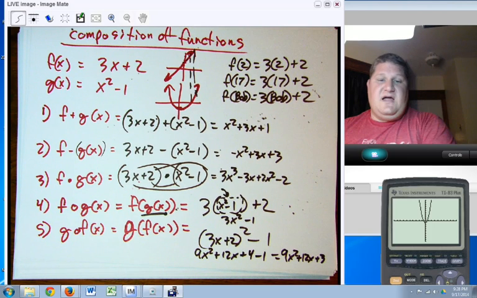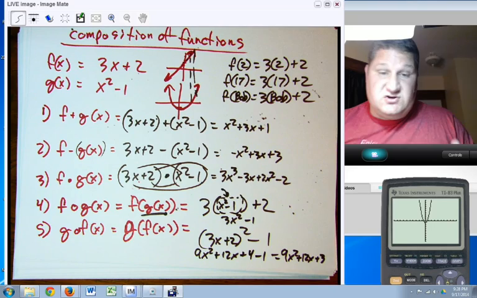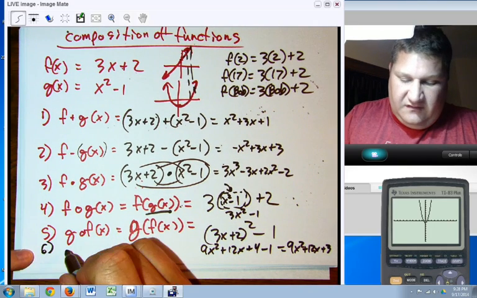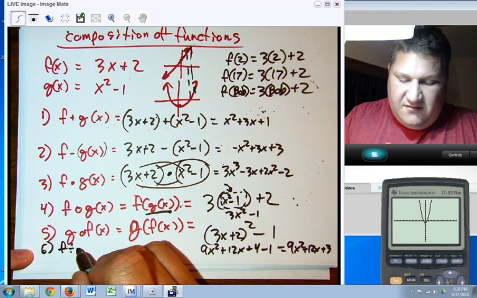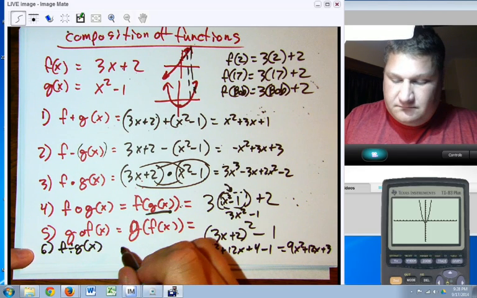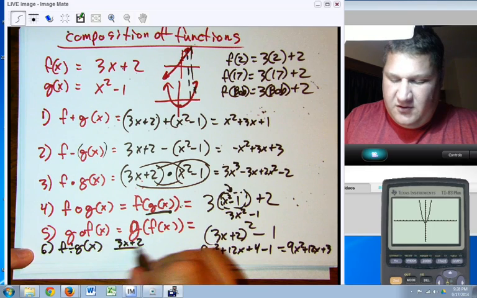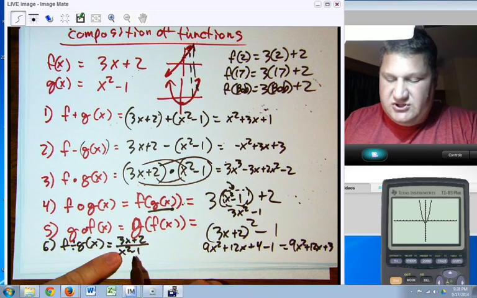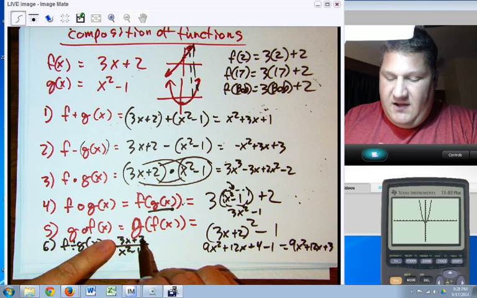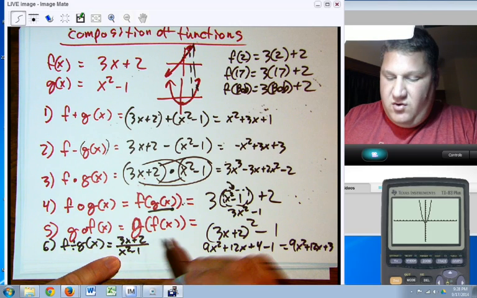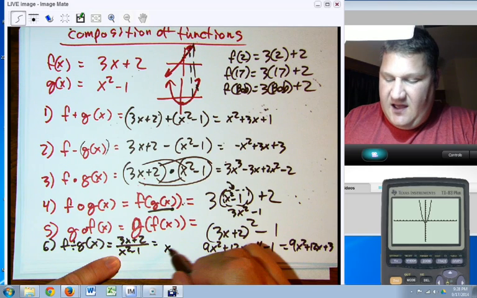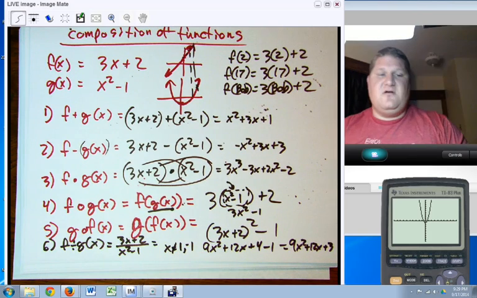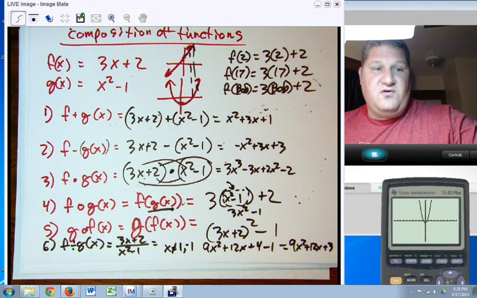The only one I haven't done is division. Now, division is going to work the same way. If I say, for number 6, f divided by g of x, I'm going to take 3x plus 2 and put it on top, and take x squared minus 1 and put it on the bottom. My only challenge here is that now I have some x's in the bottom, which means I can't have x equal 1 or negative 1, because that would make the denominator 0. Okay, a few more thoughts in a second.